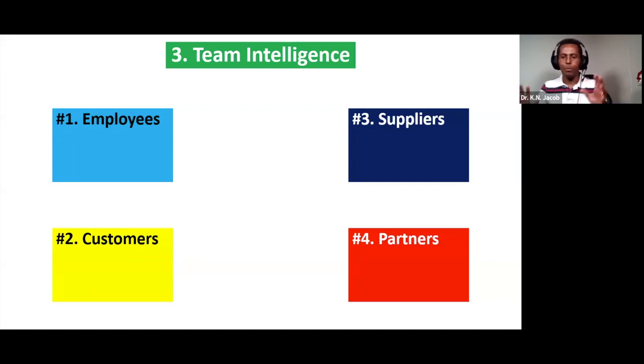And so I'll mention a few things, and then I'll try to take one or two people to check their team intelligence. At the employees, I'm concerned with two things. I'm concerned with your recruitment and your retention. How do you get employees and how do you retain them?